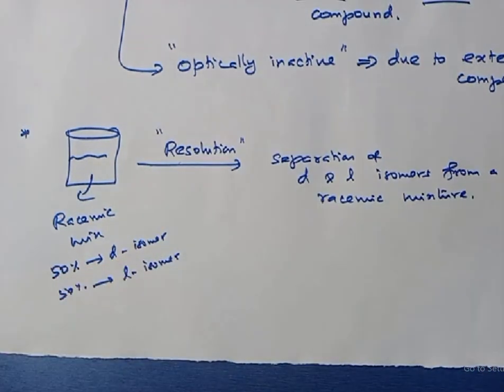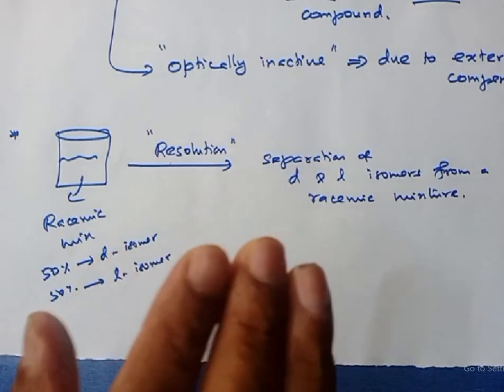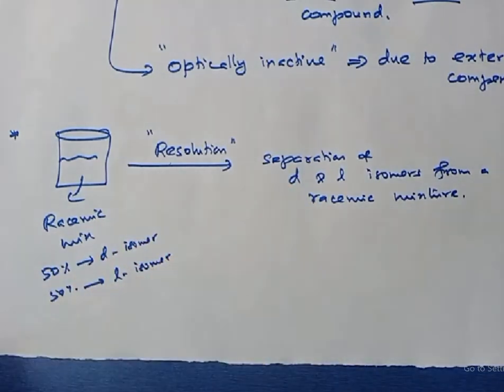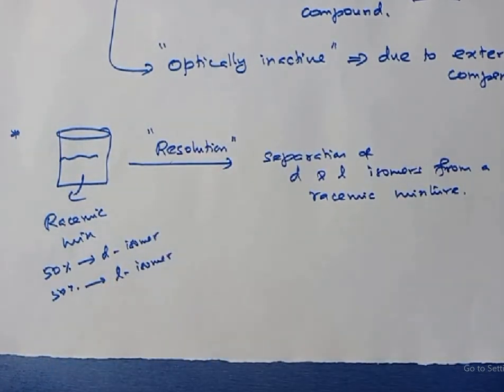It is really a tough task. It is not that easy. On paper we can write easily, but separating these two isomers practically is a really tough task. But for your level this is sufficient. What is meant by resolution? Resolution means it is the separation of D and L isomers from a racemic mixture. You take a mixture, from that you separate D and L isomers. This is called resolution. Okay, students, any doubt after this? No, sir. Good.